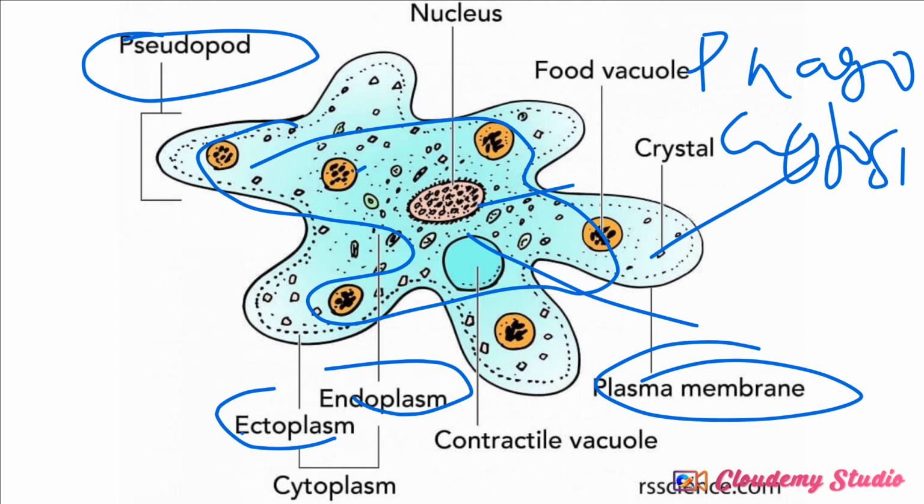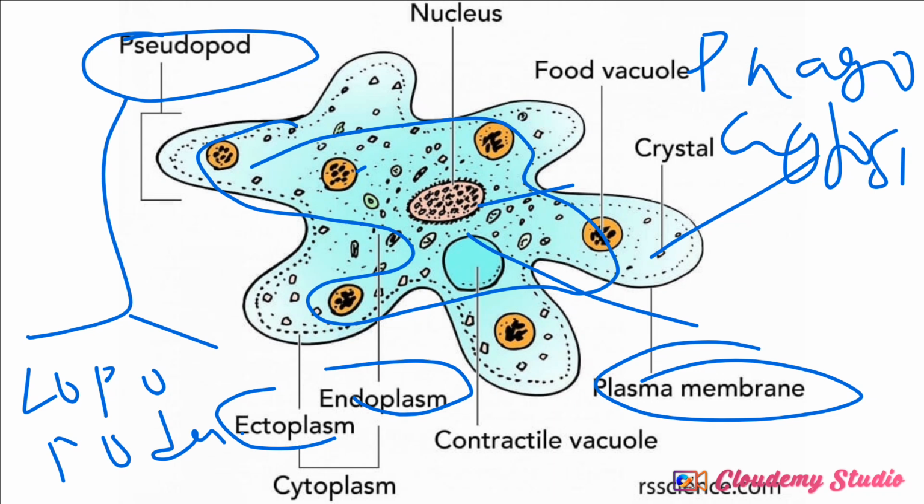Now this pseudopod is two. We have the lobopoda and the philopoda. The lobopoda and the what? And the philopoda. These are the two types of pseudopod that we have. I'm going to rewrite that again soon.